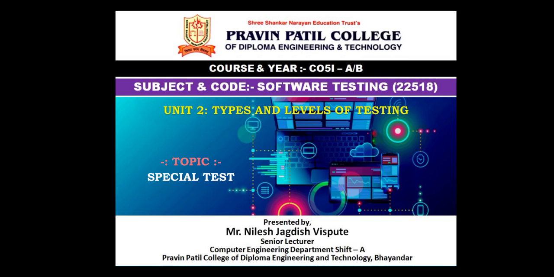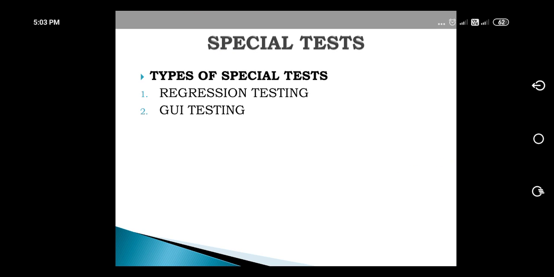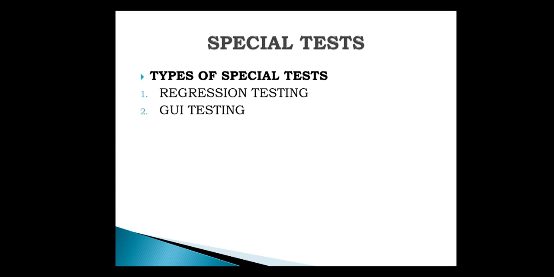This is the sixth session of unit number 2, that is types and levels of testing. This is the last session. In this session, we are going to study the special tests which are going to be applied at the time of application testing. So we'll see what kind of tests we need to perform on an application. There are two types of special tests we need to conduct, that is regression testing and GUI testing.